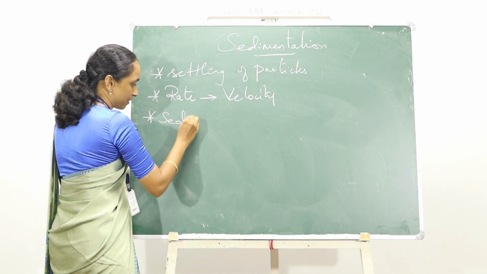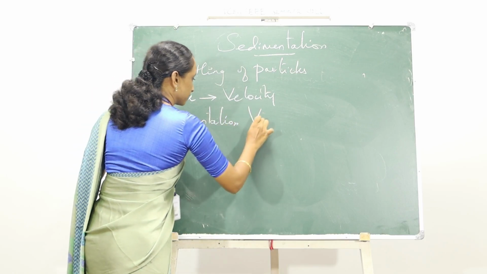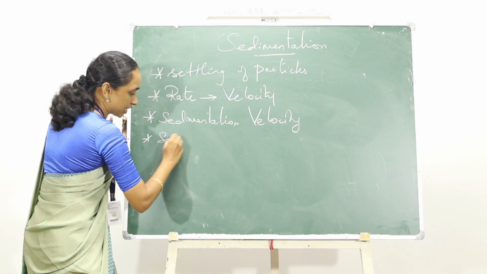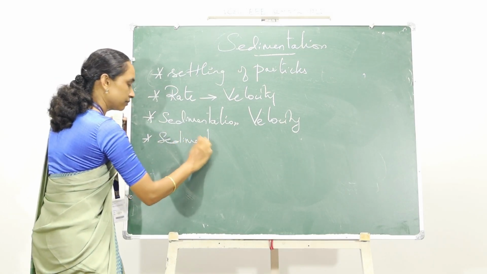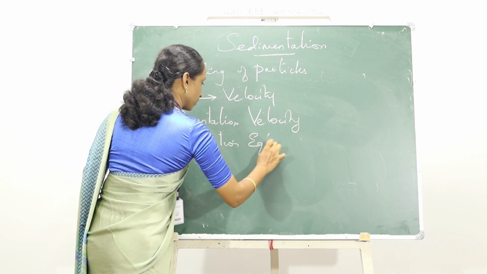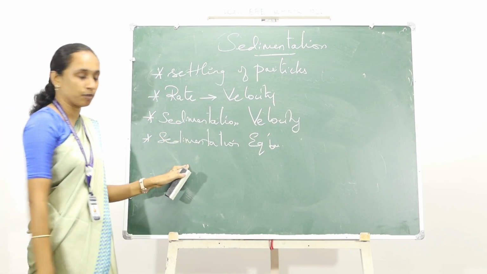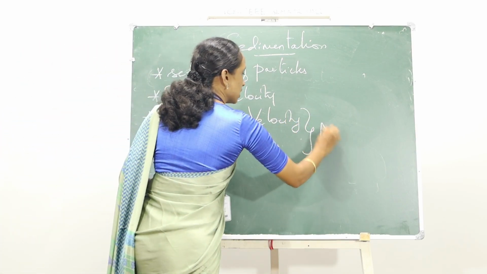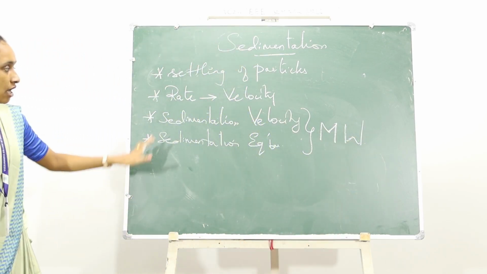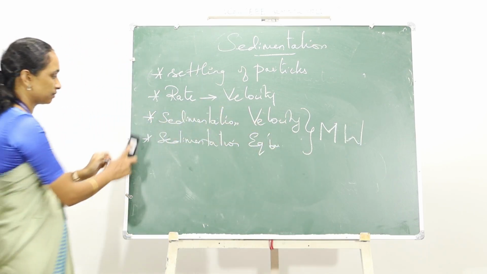As I said, there are two methods. One is sedimentation velocity and the other one is sedimentation equilibrium. With sedimentation velocity and sedimentation equilibrium, we can calculate the molecular weight of a given particle. First we will see how to calculate molecular weight with the help of sedimentation velocity.